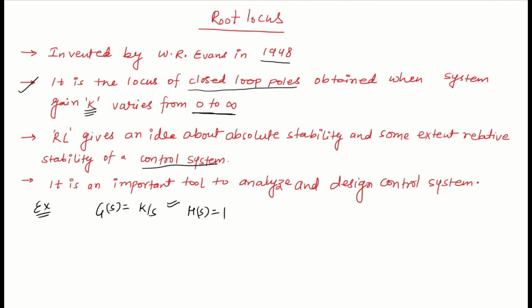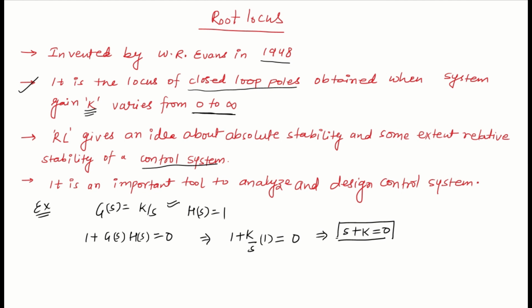Now, to calculate the root locus of the system, first we need to calculate the characteristic equation. We know the characteristic equation is 1 plus G(s)H(s) equals 0. So, this will be 1 plus G(s) is k by s and H(s) is 1, so this will be multiplied by 1 equals 0. So, we have s plus k equals 0. This is the characteristic equation for this system. Now, the locus of the roots of this characteristic equation gives the root locus.